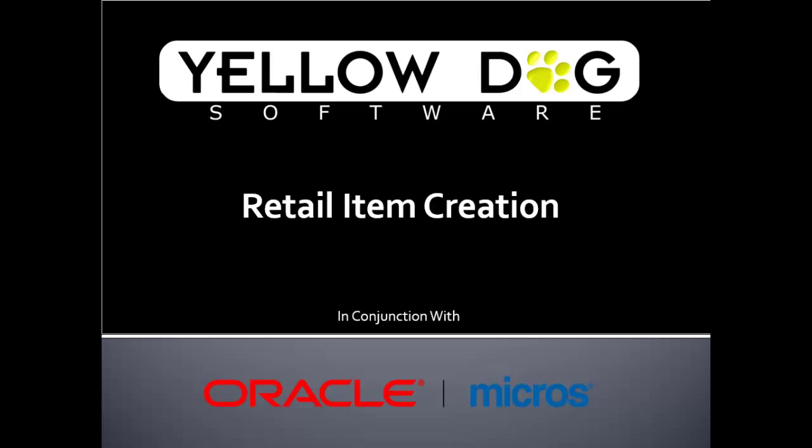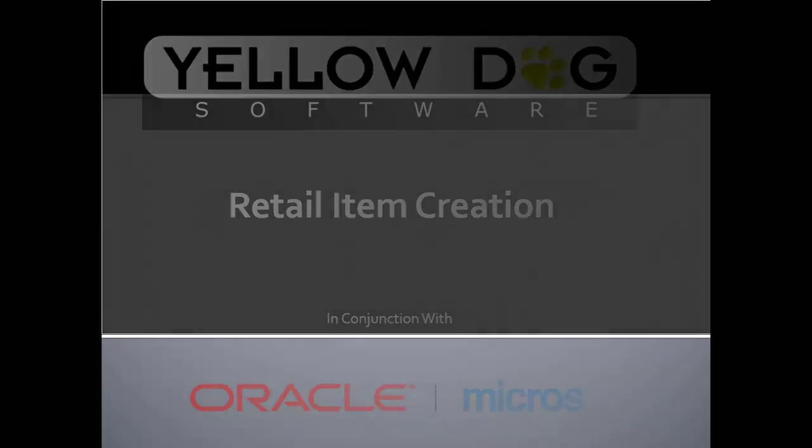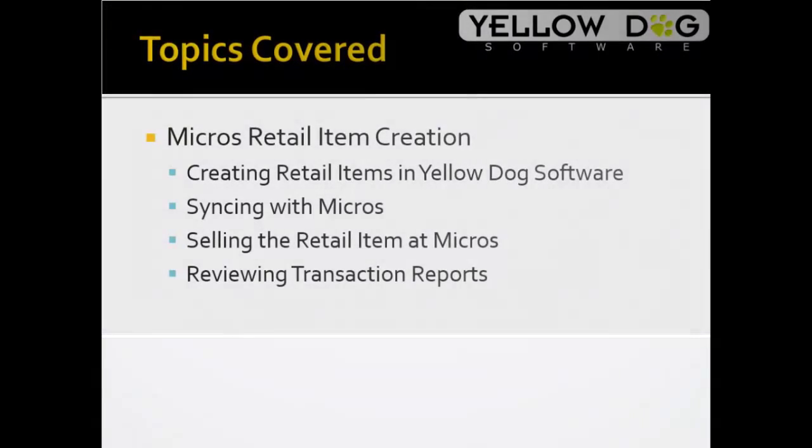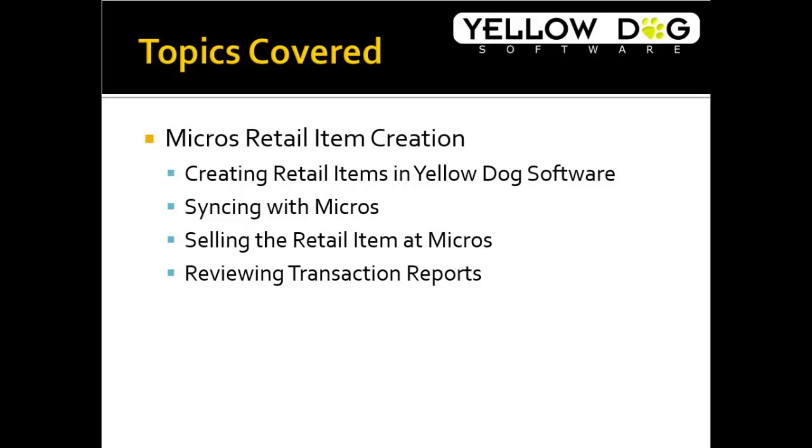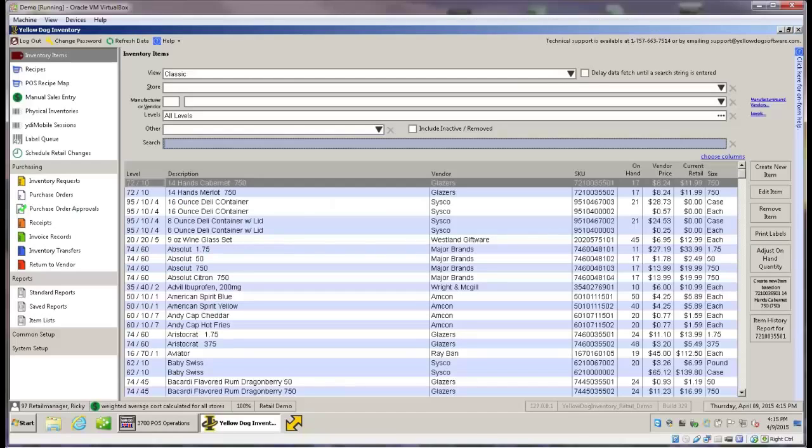In this short presentation, I'm going to show you how to create a basic retail item in Yellow Dog software. After I go through the steps of creating the item, I'll run our sync with Micros, which will push that item into your point of sale screen. I'll then sell the item in Micros, run the sync again, and show you a transaction history report of that item. So let's take something simple today, like a throw pillow.